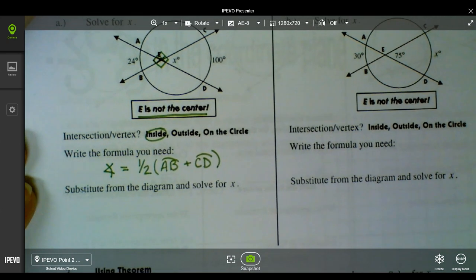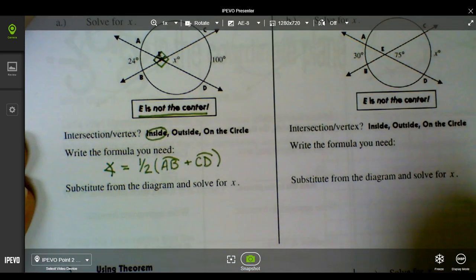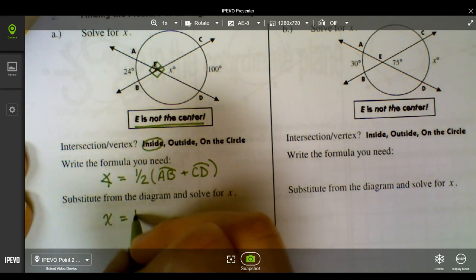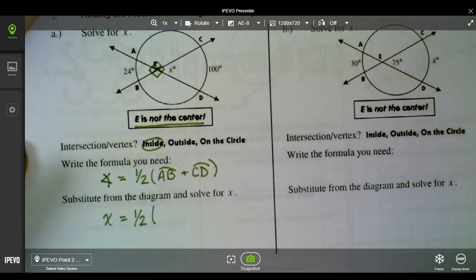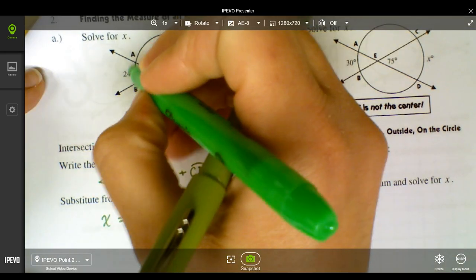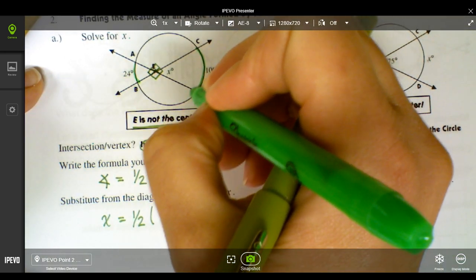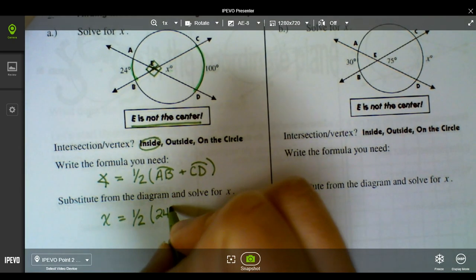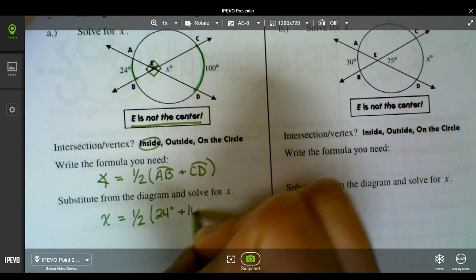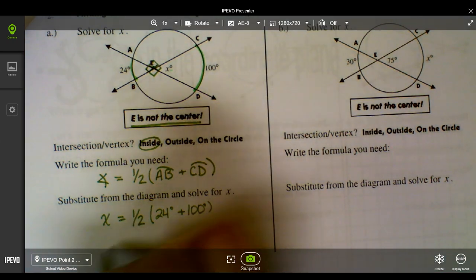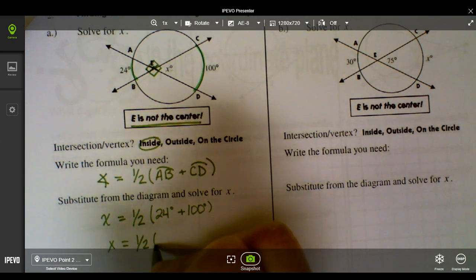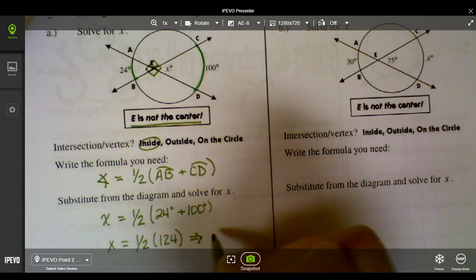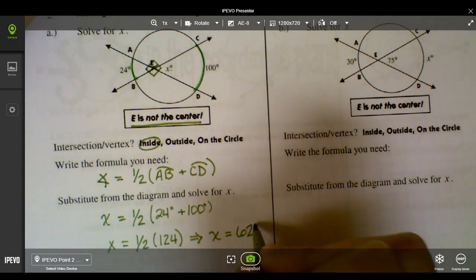Okay, so what we're going to have to do is fill in what we know. What is the angle that we're solving for? That's x. Then 1/2 and the arcs are going to be AB, because those are the intercepted arcs for what x is. AB is 24 degrees, and then we have CD, which is 100 degrees. So x is going to equal 1/2 of 124, which means x is going to just equal 62 degrees.